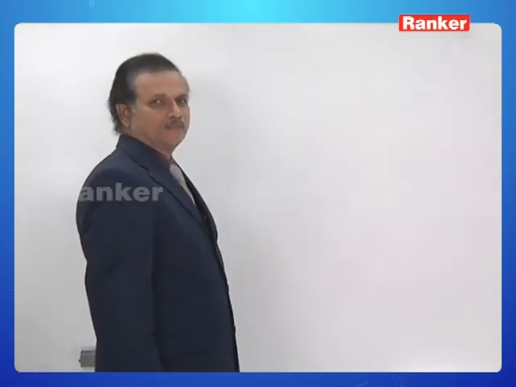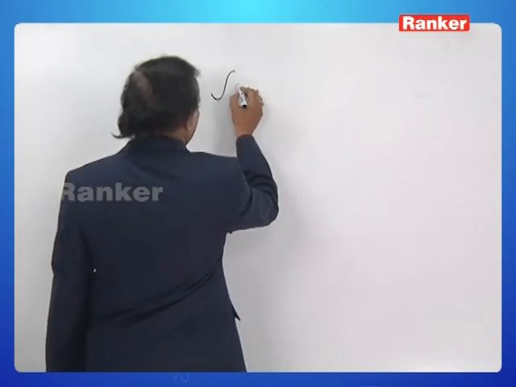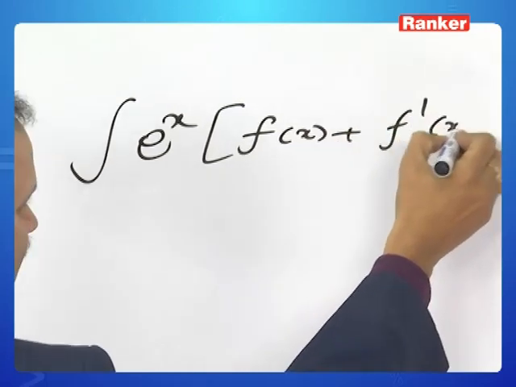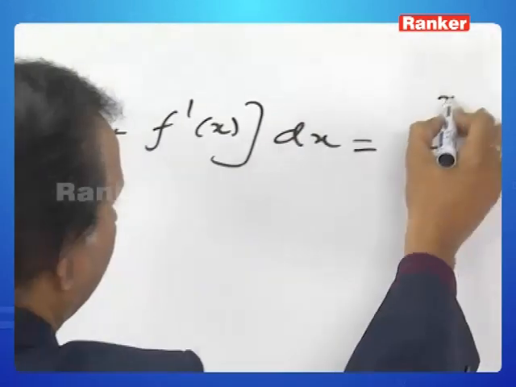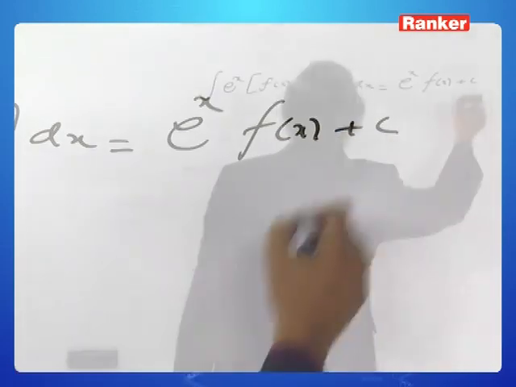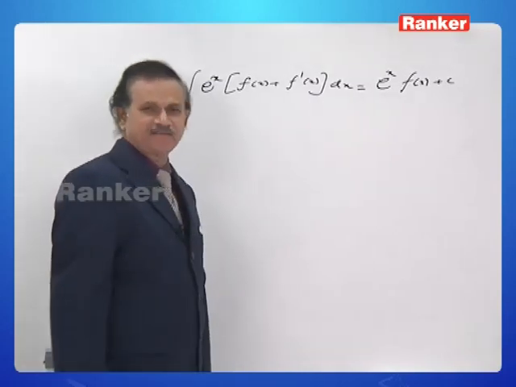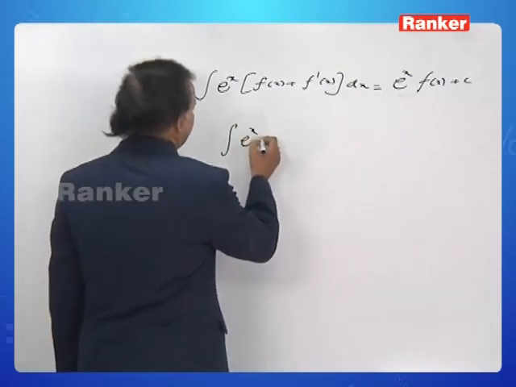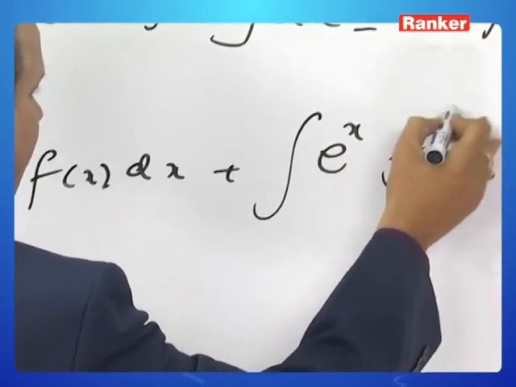Yes. Another useful application of the integration by parts formula is: integral of e power x into f of x plus f dash x dx is equal to e power x into f of x. The proof is also very simple. Why and how? Look here. This can be taken as integral of e power x into f of x dx plus integral of e power x into f dash x dx.